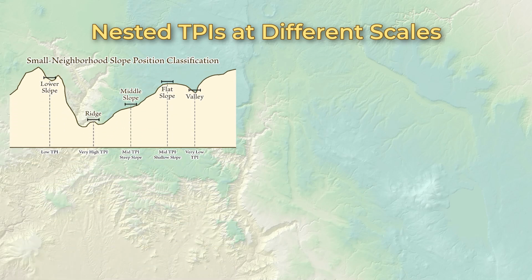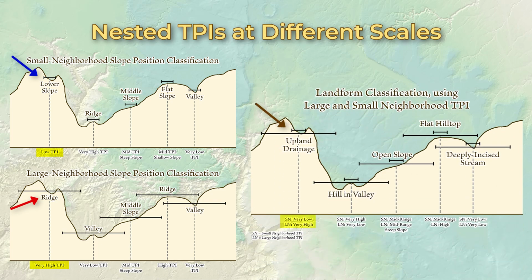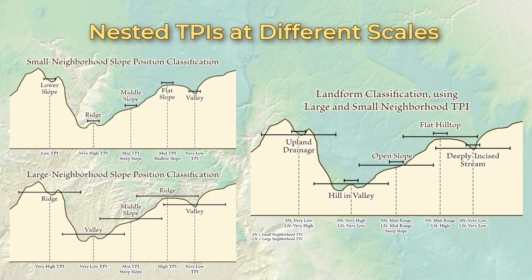If we get a negative TPI value in a local small neighborhood, we can understand it to be in a local drainage. If that same cell gets a positive TPI at a larger neighborhood, though, then we can understand it to be a small drainage on a larger hill, meaning an upland drainage. If TPI values of both neighborhoods are negative, then this might be a deeply incised drainage or stream. So you can capture some really subtle and interesting landform categories by using multiple TPIs at different scales.